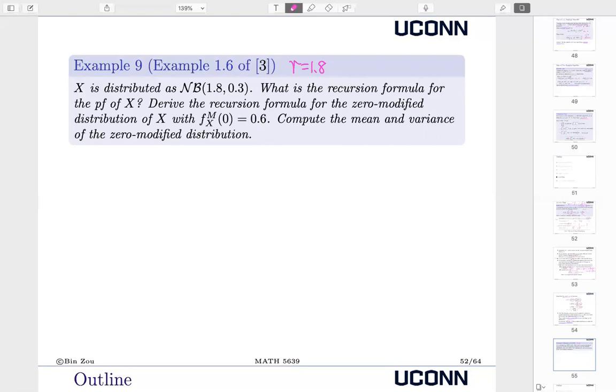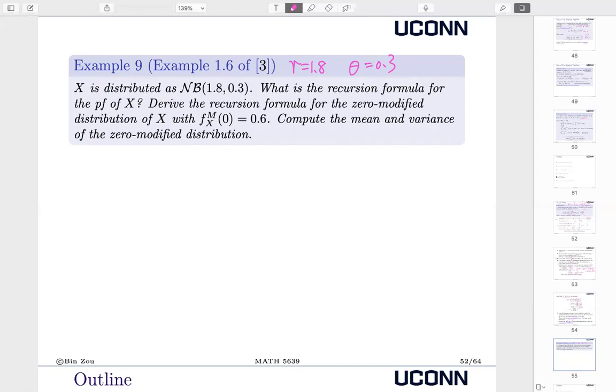But as I also mentioned, as long as we figure out the probability function, r does not have to be a positive integer, because we can calculate the combination number for a decimal. So here it is exactly 1.8. A decimal number is okay. You can use a calculator. So x is distributed as a negative binomial. What is the recursive formula for the probability function of x? I leave that to you. That's the easy part.